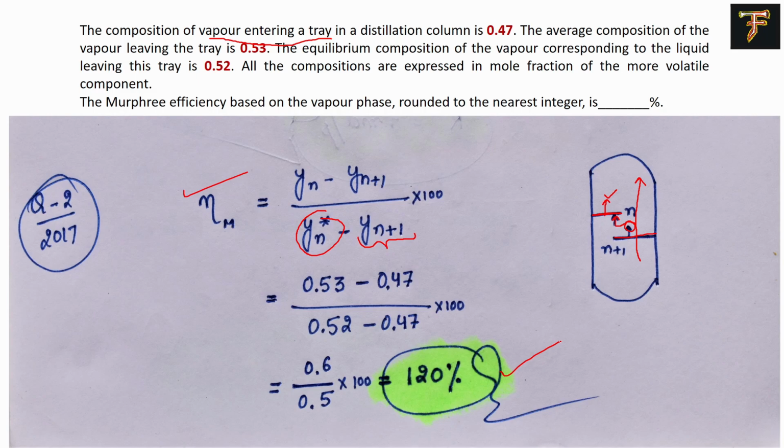And you should know that Murphy efficiency is the only efficiency which can go more than 100%. If you go back and look at all the GATE questions, you will find that 1 or 2 times they have specifically asked, can Murphy efficiency go above 100%? And the answer is yes, it can go more than 100%.